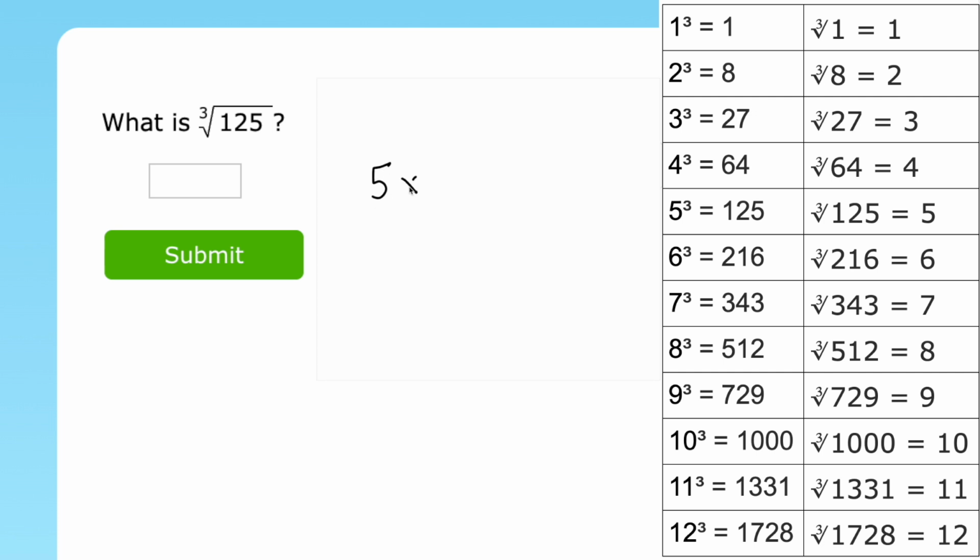Next, what is the cube root of 125? Well, since 5 times 5 times 5 is 125, our answer must be 5. Next, what is the cube root of 0? Well, since 0 times 0 times 0 equals 0, the cube root of 0 is 0.